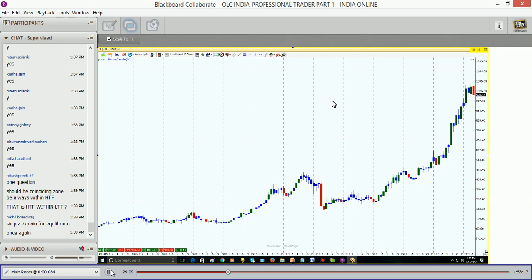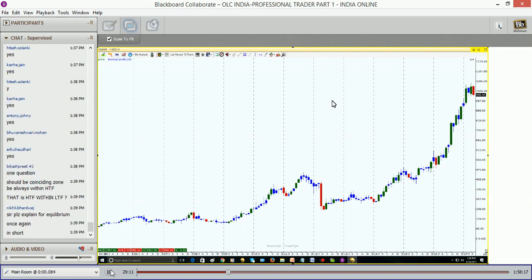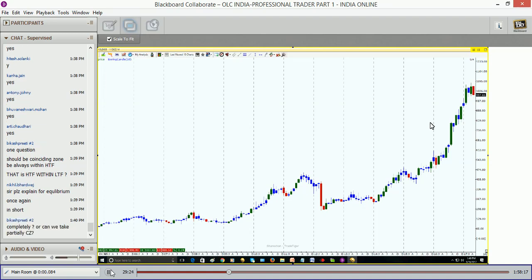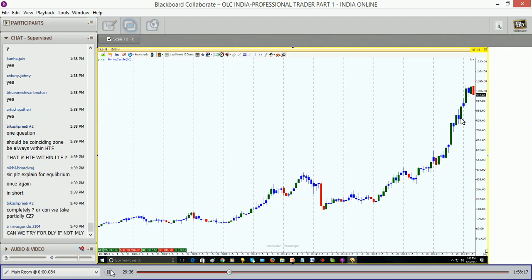Nikhil, when we are in equilibrium, let's look at this example. Let's say I want to mark a monthly income trade in IGL. If I want to mark a monthly income trade in IGL, where is my closest demand zone? That is a coinciding zone, so don't get confused on that. That is a coinciding zone.